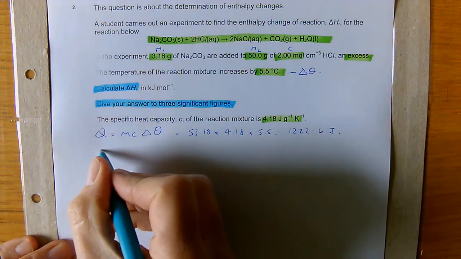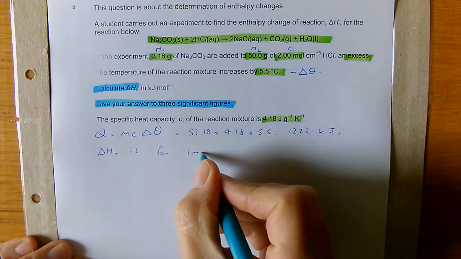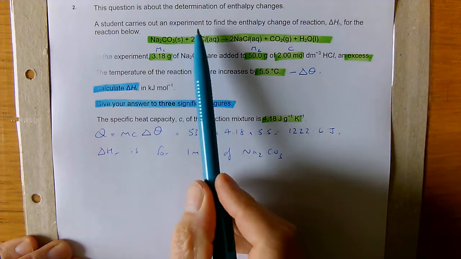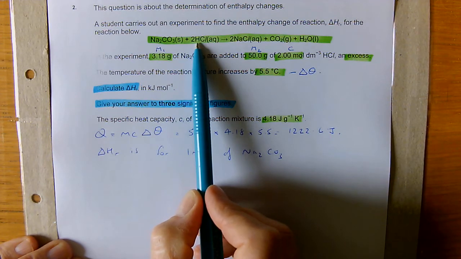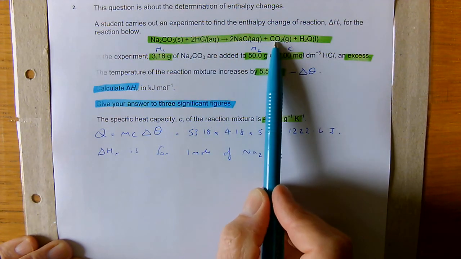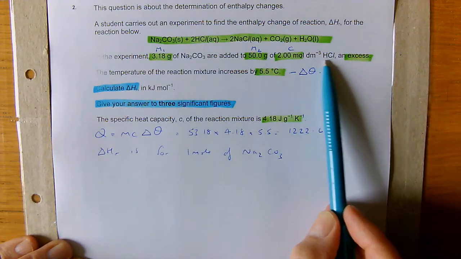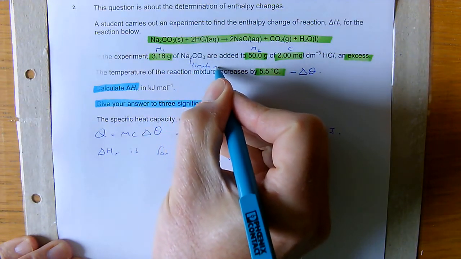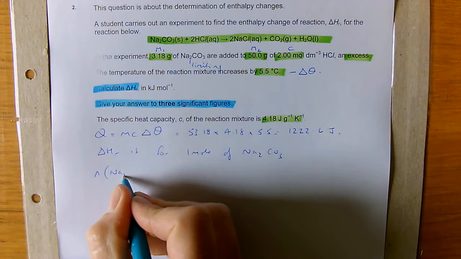Now, delta HR is for 1 mole of sodium carbonate, as in the equation here. So the enthalpy of this reaction is for 1 mole of sodium carbonate reacting with 2 moles of HCl to make 2 moles of sodium chloride, 1 mole of carbon dioxide, and 1 mole of water. We're told that the HCl is in excess. That means that the sodium carbonate is limiting. So all of the sodium carbonate will react. It's the limiting reactant.